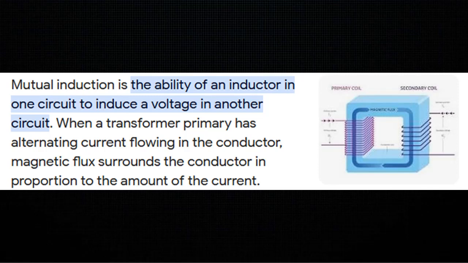Mutual induction is the ability of an inductor in one circuit, that's the primary side, to induce a voltage into another circuit, that is into the secondary side. When a transformer primary has alternating current flowing in the conductor, the magnetic field surrounds the conductor and is proportional to the amounts of currents. This force in the primary side will magnetically connect to the secondary side through its magnetic core, as you can see the magnetic core on the right hand side. After this, there will be a linking of EMF that is induced into the secondary coil.